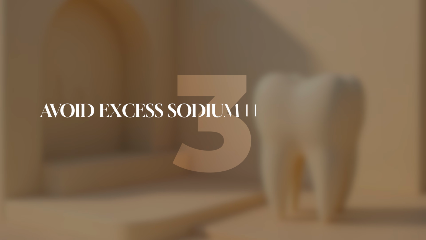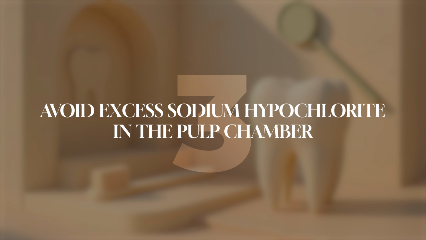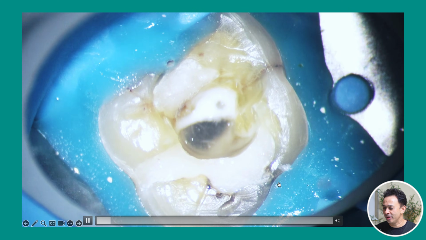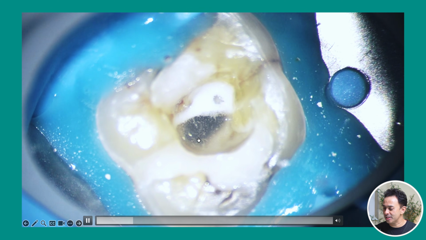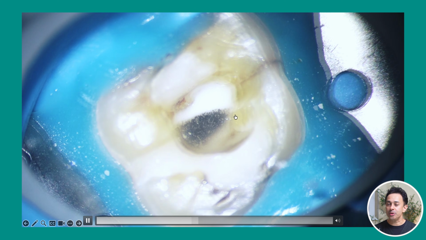The third protocol that we can follow to enhance apex locator usage is not to use it in the presence of excess hypochlorite in the pulp chamber. Sodium hypochlorite is a very commonly used irrigant. However, when we have excess sodium hypochlorite like this, it can interfere in the usage of the apex locator. So it's always a good idea to flush out the extra hypochlorite with water from your 3-way syringe and then take the measurements with the apex locator.